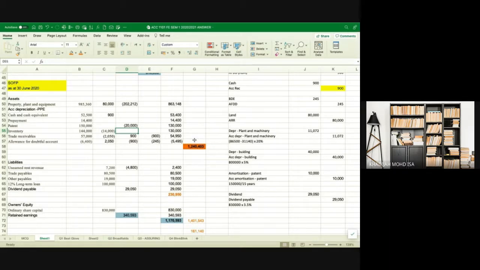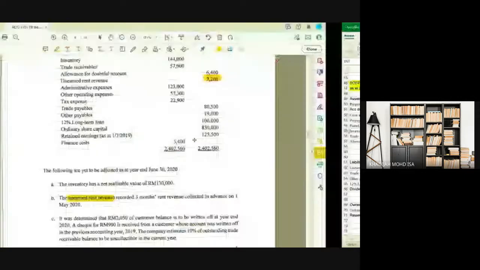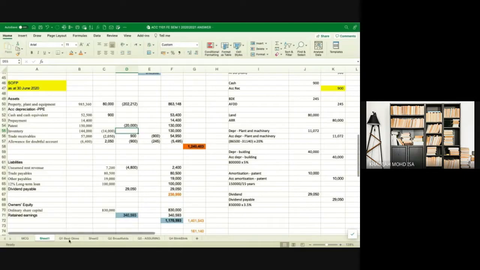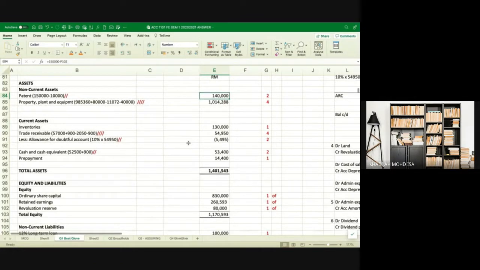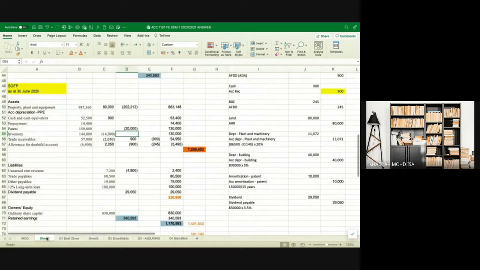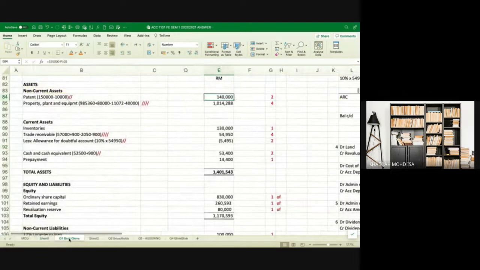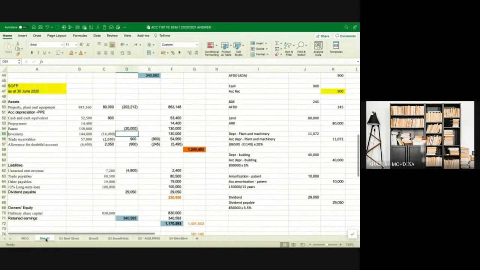If I were to have just, where do I look at this? My inventory 130, inventory is done. Inventory 130 is correct. Patent also 130. Patent, oh, it only deducted the patent once, 10,000 only. So the previous year means that, oh, that's only 1 year. 10,000 means that because you acquired in 2019, so depreciation is only for one year. Right? What else?